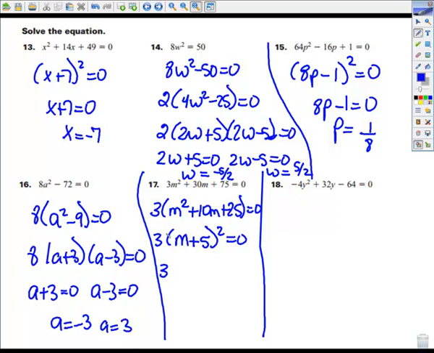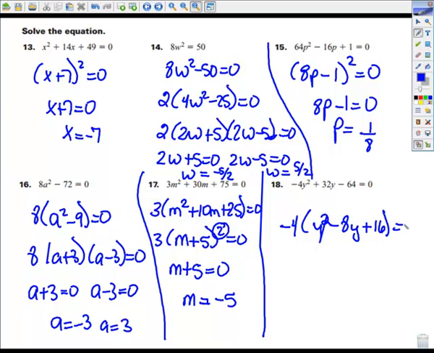So I actually don't need the 3 anymore. I can just take the m plus 5, only one copy, because again they're the same answer. m equals negative 5. And always we want to factor out the negative, and 4 is a factor of each of these. So I end up with y squared minus 8y plus 16 equals 0. So negative 4.